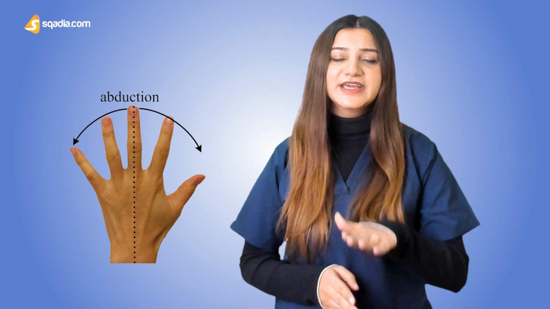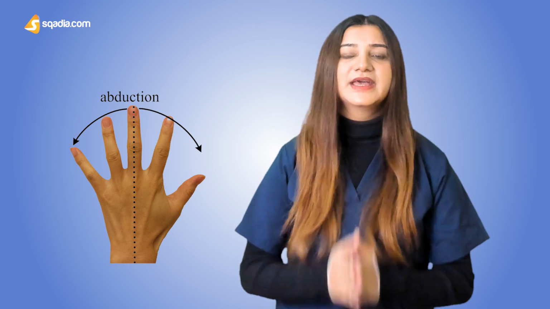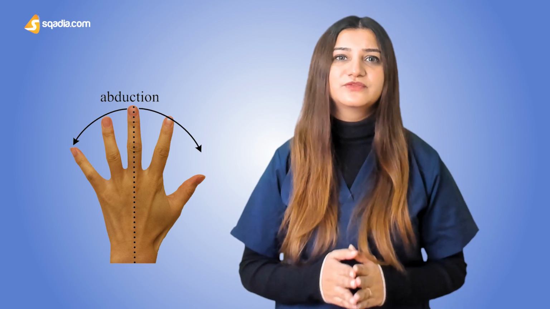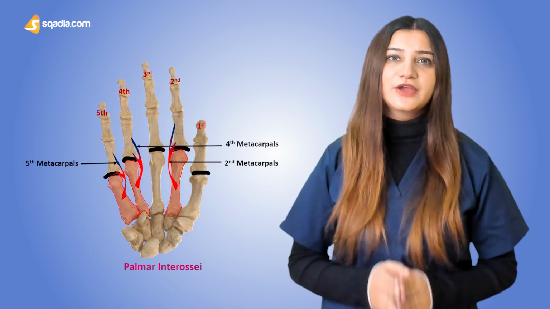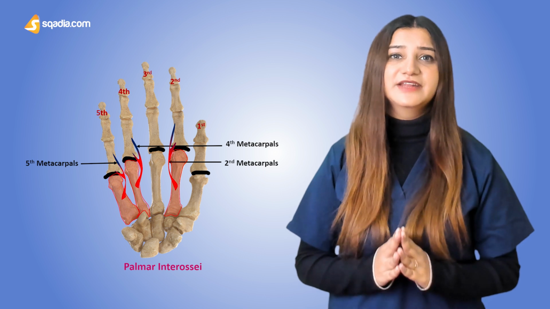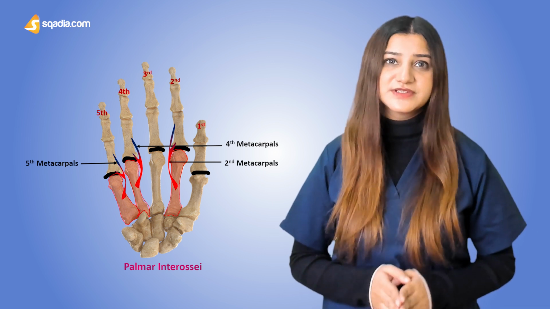Now let's discuss abduction and adduction. Abduction means moving away from the midpoint. Abduction takes place by the movement of dorsal interossei and abductor digiti minimi only on the fifth digit. Then we have adduction. Adduction means moving towards the midpoint. Adduction by palmar interossei is possible only on the second, fourth and fifth digits.